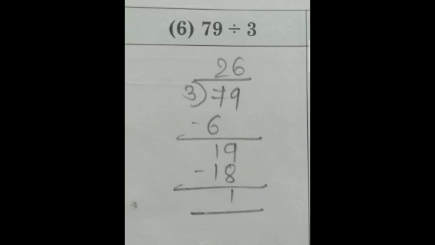Again 19 is not coming in 3's table, so you have to find the number which is coming in 3's table and which is less than 19. That is 18, so it is 3 sixes are 18. Now you will do the subtraction. At the units place, 9 minus 8 is 1, and at the 10's place, 1 minus 1 is 0. So students, the quotient is 26, the dividend is 79, the divisor is 3 and the remainder is 1. Everybody understood the sixth one?